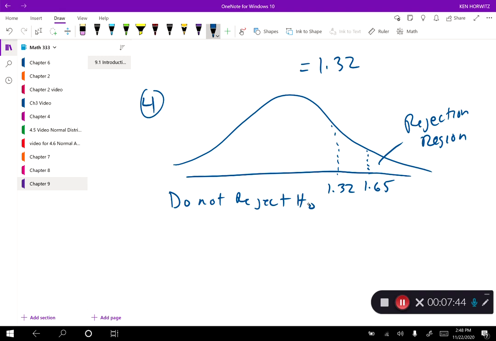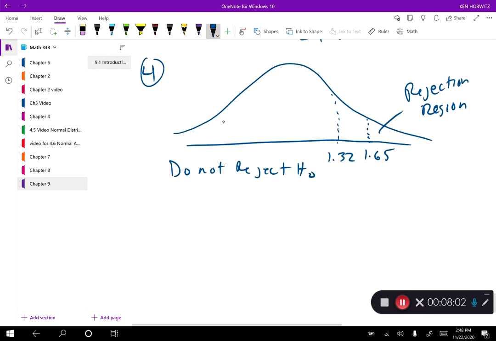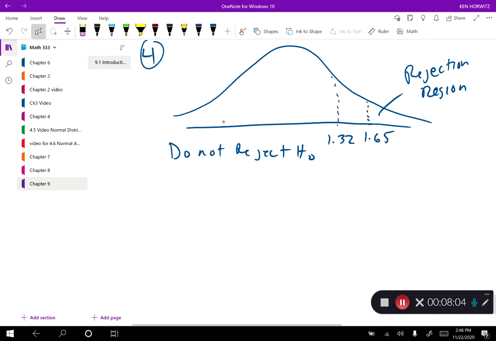our null hypothesis. All right, so if we do not reject the null hypothesis, there is not enough evidence to support the claim, because we're not rejecting it. Doesn't mean we're accepting it, it just means we're not rejecting it. All right, so I often like to summarize the results.